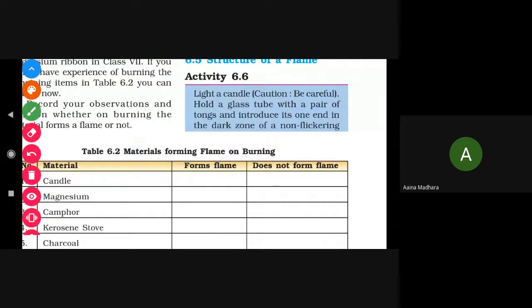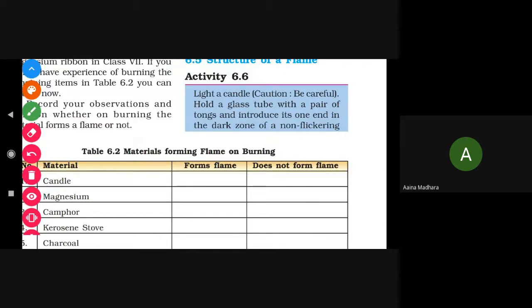Activity 6.6. Light a candle. Be careful. Hold a glass tube with a pair of tongs and introduce one end in the dark zone of a non-flickering candle flame. What you need to do here is light a candle and hold a glass tube with a pair of tongs.